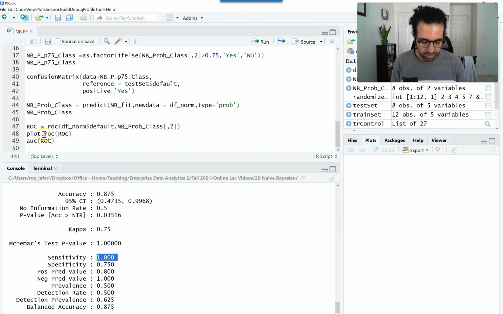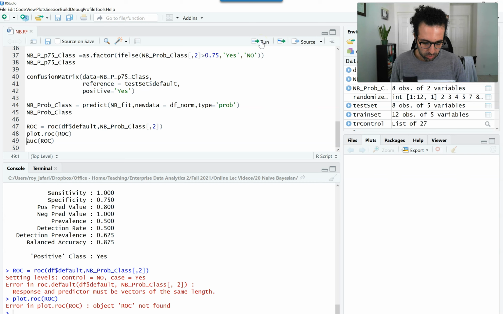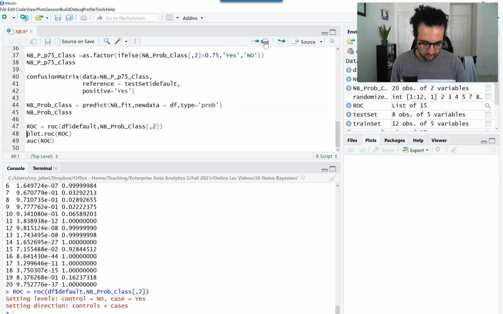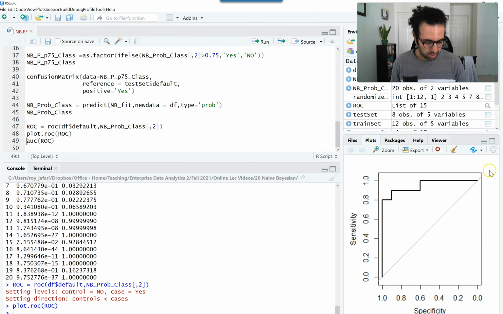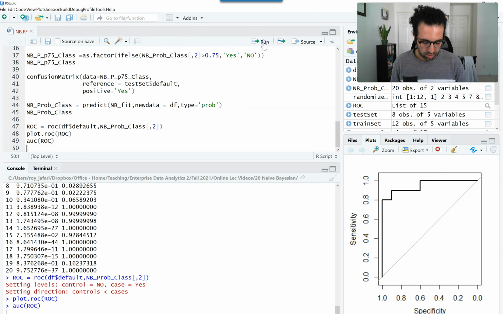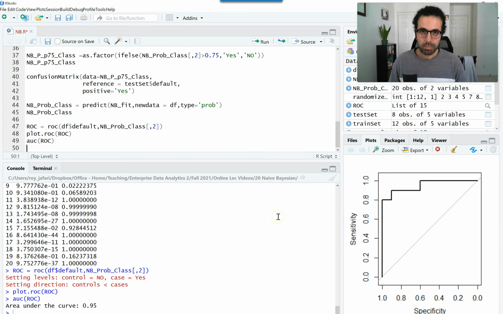And then lastly, we can also do the ROC. I've gone ahead and done the ROC for the whole data here. If we run this, let's see, we need to get the probability values first, so we need to run this first. There we go. Now we can do the ROC, see the ROC, and also calculate the area under the curve. All right, so let's get back to the slides.